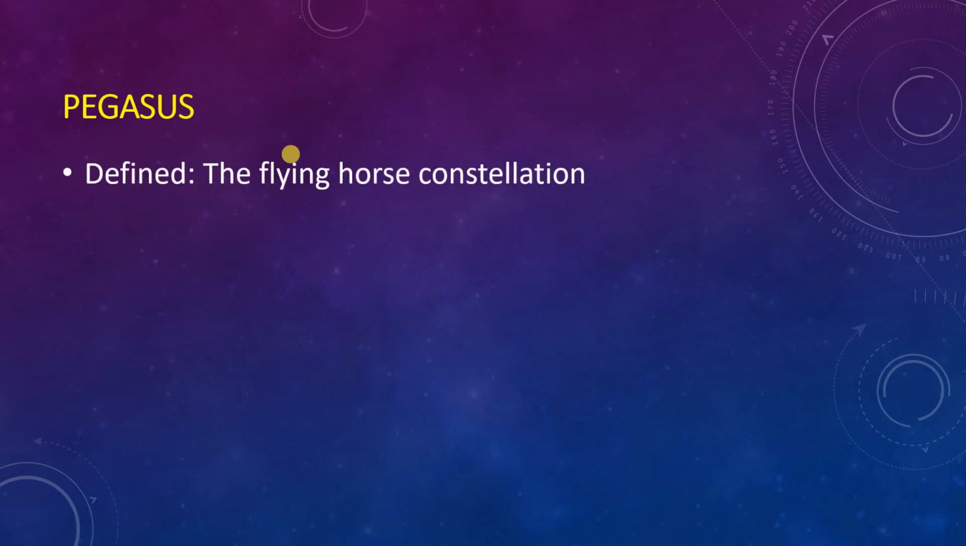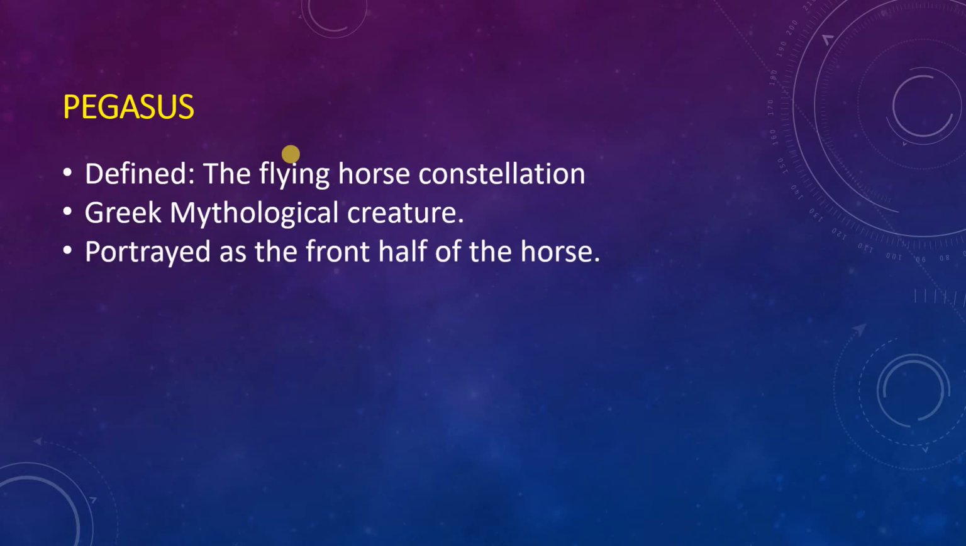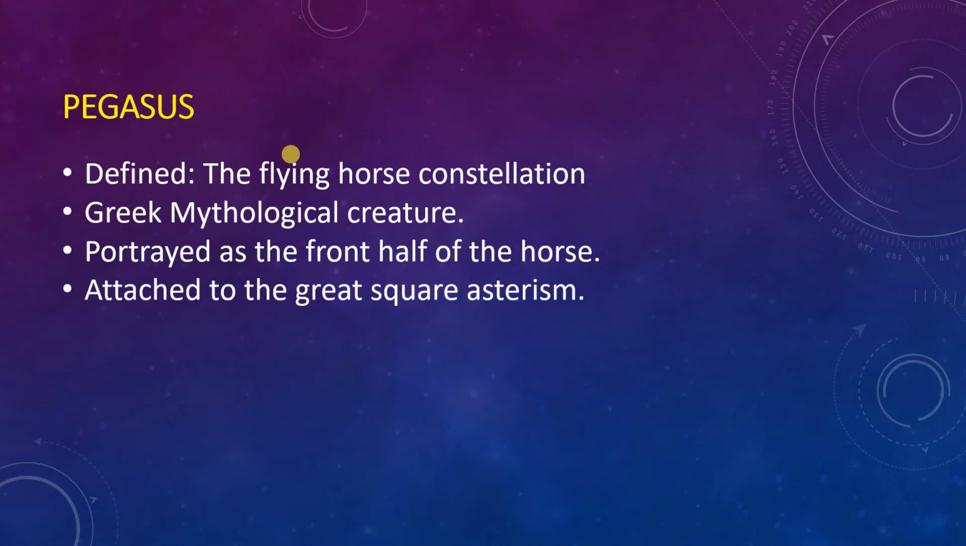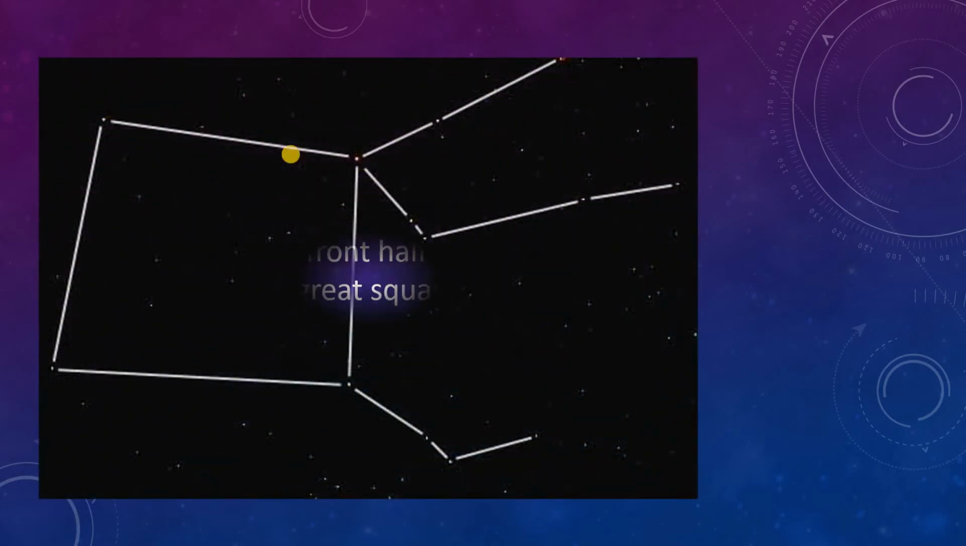From there, we look at Pegasus, in the same location. Pegasus is a flying horse, a Greek mythological creature. These don't actually exist, sorry. And so they're portrayed as the front half of the horse. Obviously, the back isn't there. It's attached to the Great Square. By the way, here it is. Andromeda would, of course, be hanging off the back end of this. In fact, up this way. Okay, but Andromeda is just that line.